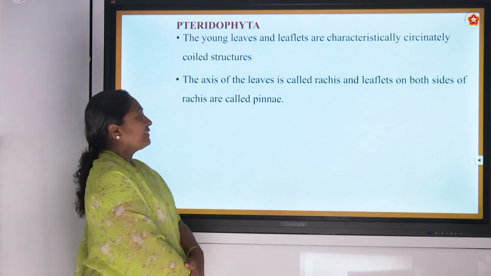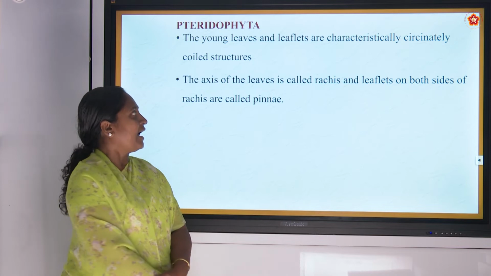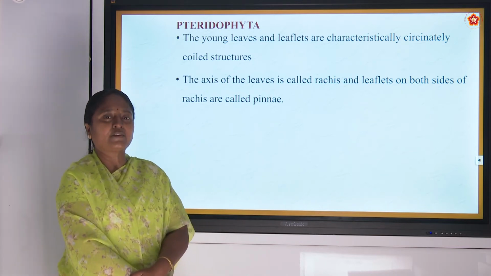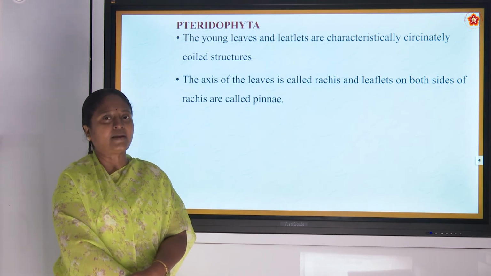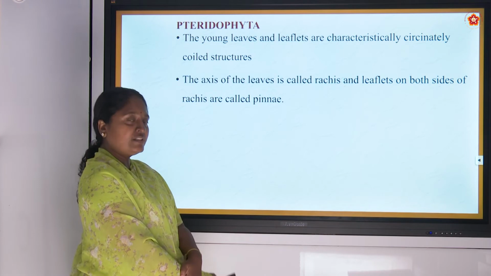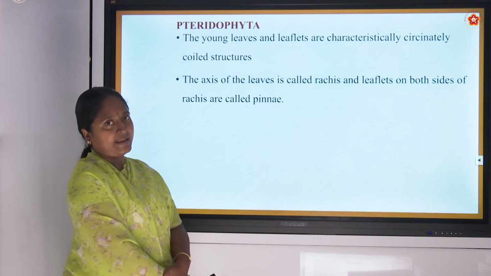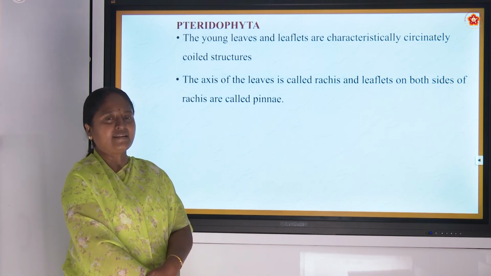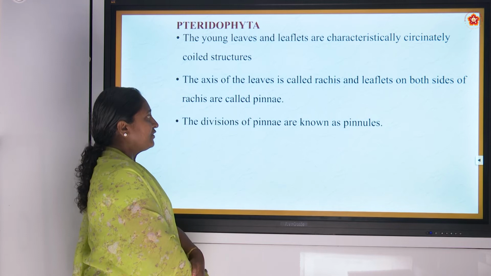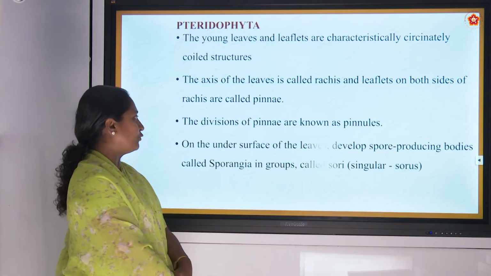The axis from which the leaves come out is known as the rachis, and the rachis bears many leaves attached. They are known as leaflets. They are small in size, right? The leaflets are present on both sides of the axis at the same angle, and are known as pinnae. The division of the pinnae is known as pinnule. Again it is subdivided into pinnules.